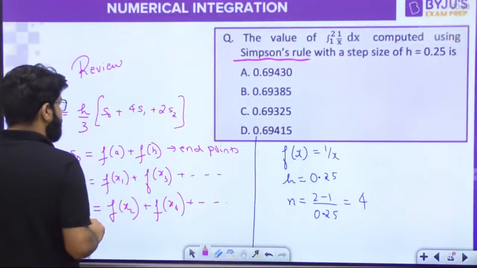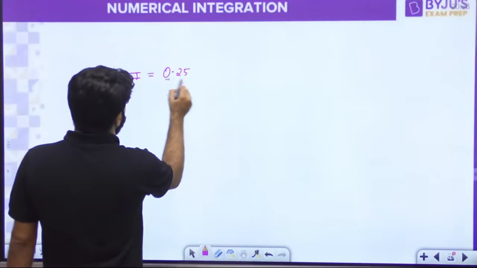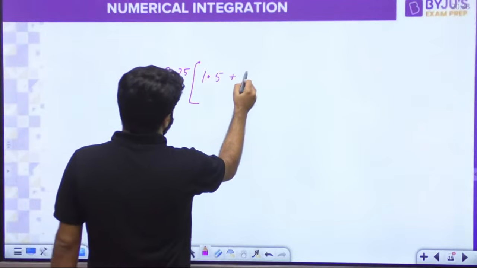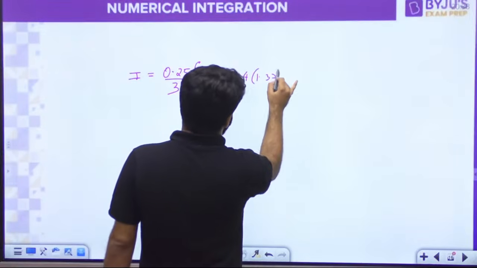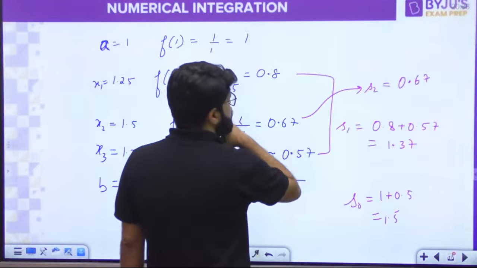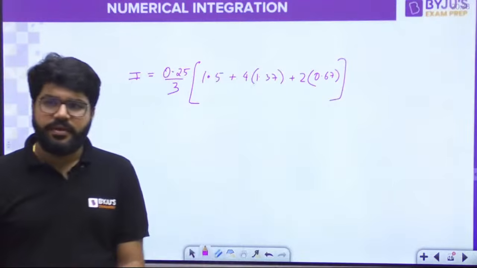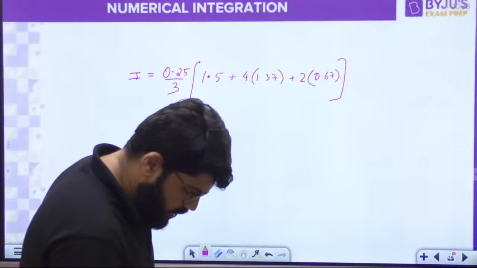Write the value of H. H is 0.25, and then divided by 3. S0, which came to 1.5, plus 4S1, 1.37, plus 2S2, and S2 is equal to 0.67. Just complete these values and write down the answer. Okay, let's complete this and write the answer.